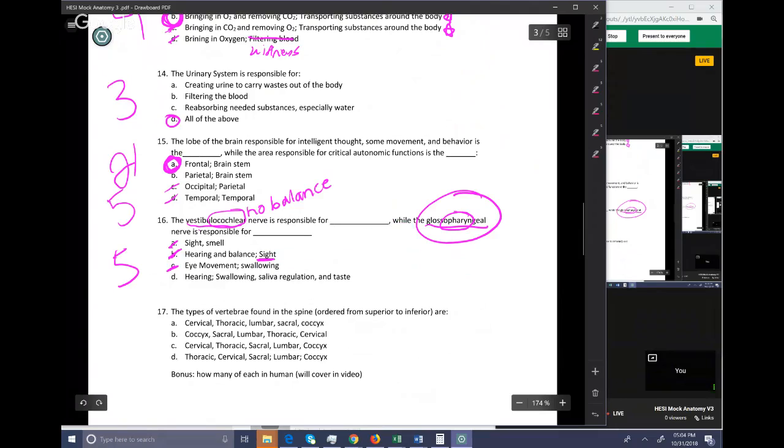And then eye movement is definitely not what the cochlea would be associated with. So although you see swallowing here, eye movement is not what you're thinking for the first part. And that leaves us with the vestibulocochlear does hearing, and then the glossopharyngeal does swallowing, saliva, and taste.